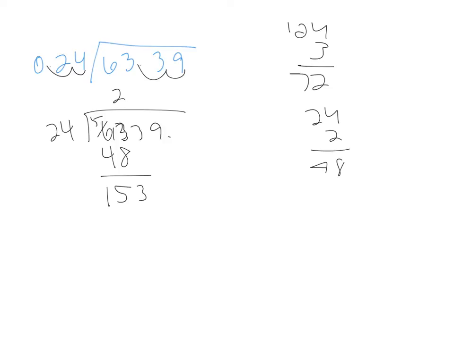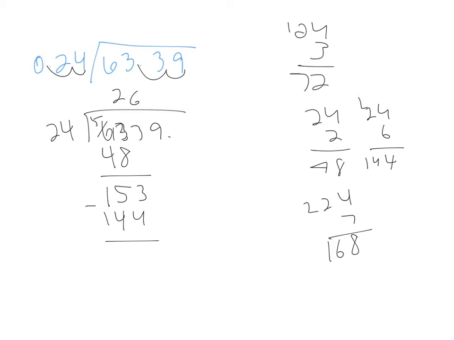153. So 20 into 150, that could be 7. 24 times 7, a little high. 168. 24 times 6, 144. And it's okay to do all this scrap work off to the side. And don't erase it. Keep it there. 13 minus 4 is 9.